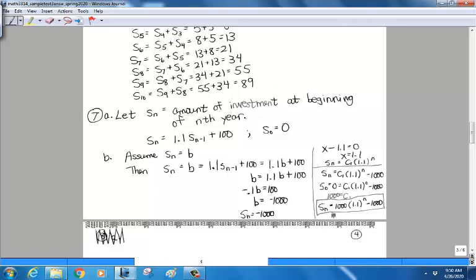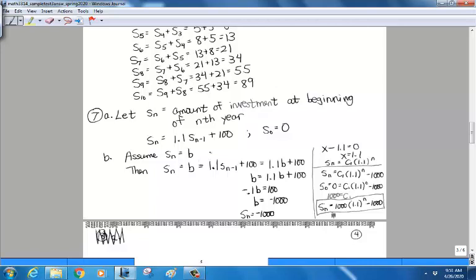I'm going to let it be the amount at the beginning of the nth year. So, of course, at the beginning of the 0th year, nothing has happened. So S sub 0 is 0, right? You have not invested any money. But at the beginning of the first year, in other words, when you start the investment, you're going to invest $100, correct? Okay. You're going to invest $100.